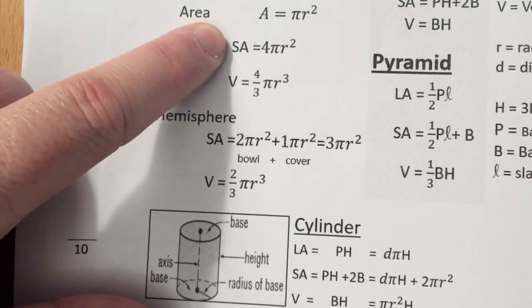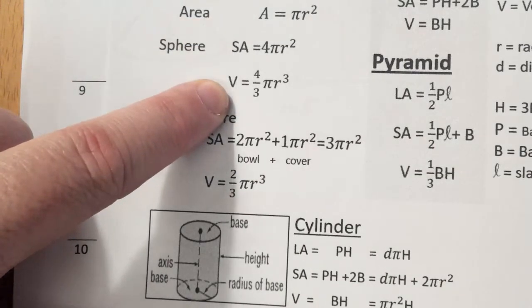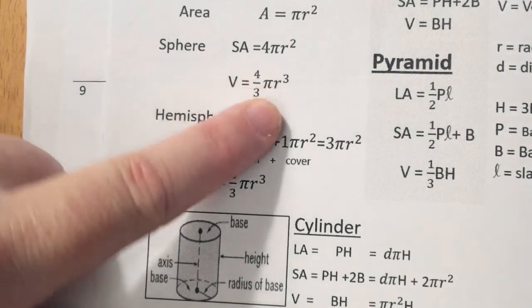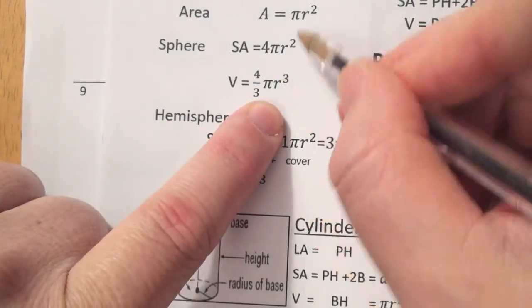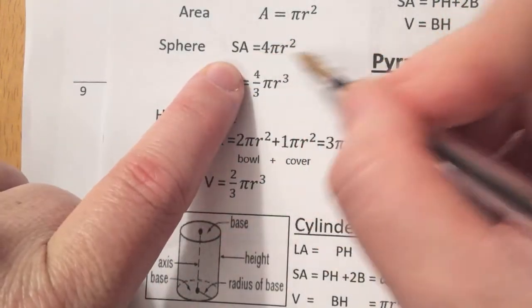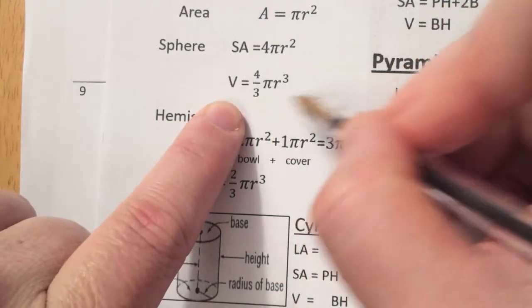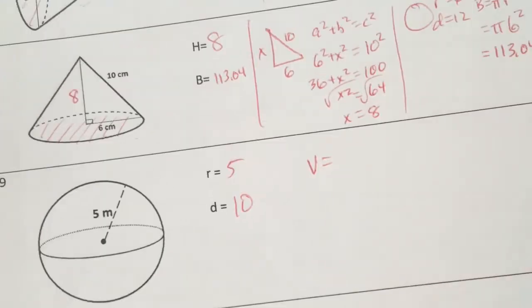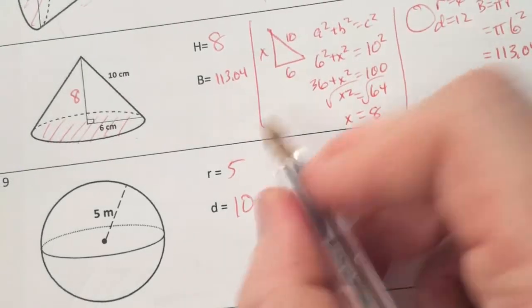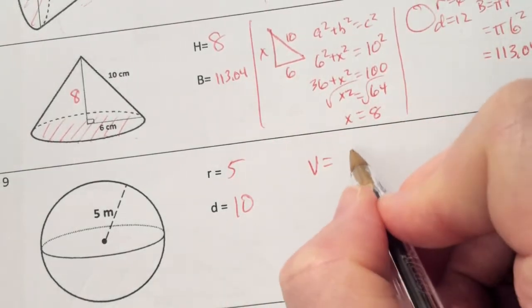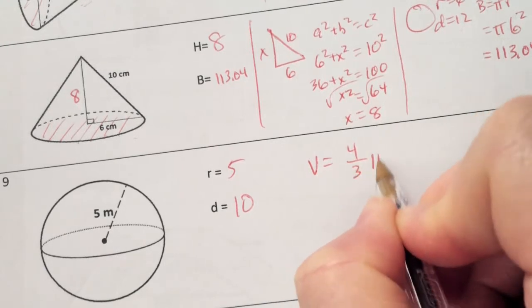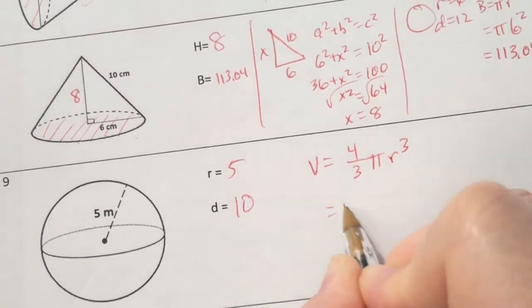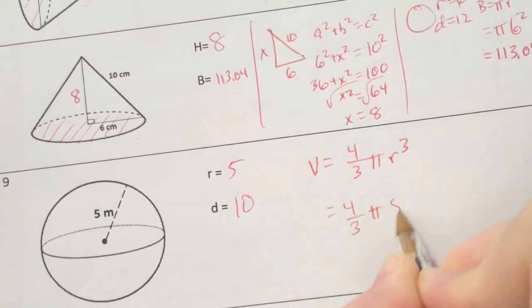All right, so surface area is 4 pi r squared, and volume is 4 over 3 pi r cubed. So please notice the difference between this. Surface area is in 2 dimensions, volume is in 3 dimensions, power 2, power 3. All right, so volume is 4 over 3 pi r cubed. So 4 divided by 3 pi 5 cubed.